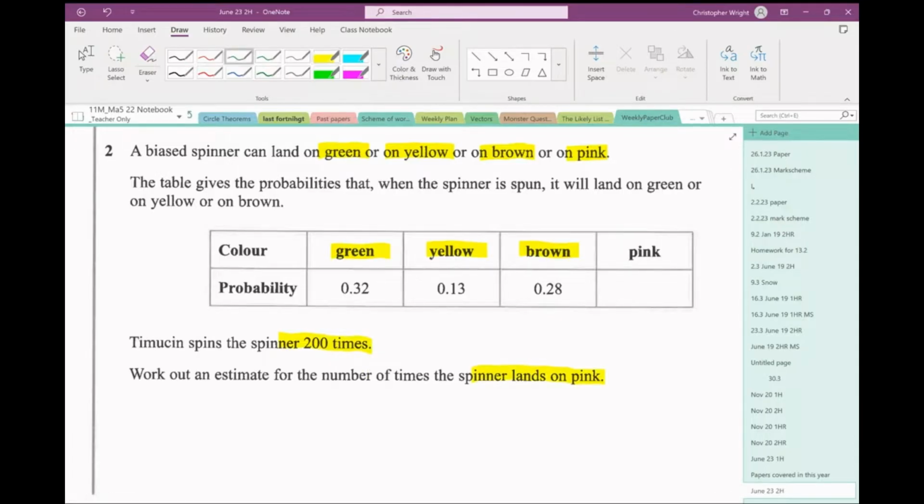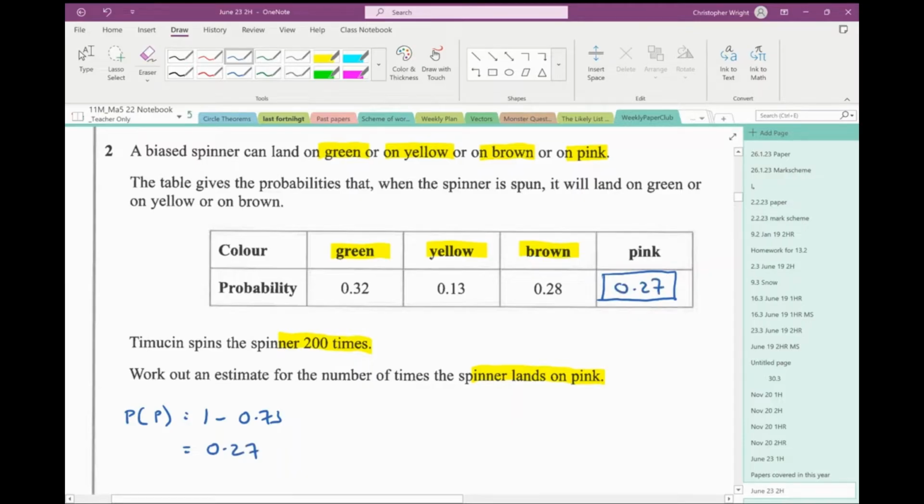Right, let's first of all work out this missing probability here. I know all those probabilities have to add up to 1, so I've got 0.32 plus 0.13 plus 0.28, which adds to 0.73. So the probability of pink must be 1 minus 0.73, which is 0.27. So that missing probability there is pink.